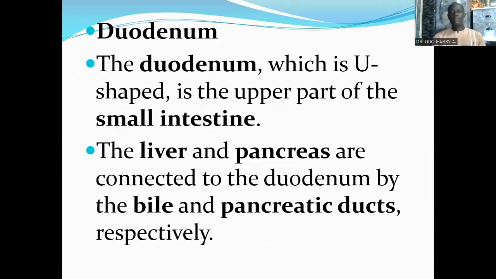The duodenum. Now, the duodenum, which is U-shaped, is the upper part of the small intestine. The upper part of the small intestine of the bird is called the duodenum. The liver and pancreas are connected to the duodenum by the bile and pancreatic ducts, respectively. So the liver is connected to the duodenum by the bile duct, while the pancreas is connected to the duodenum by the pancreatic ducts.